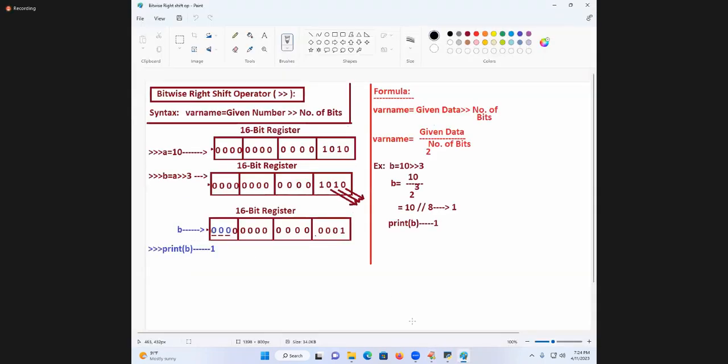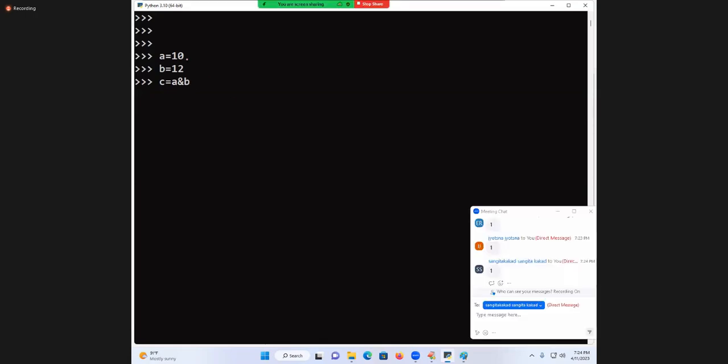Coming to the next level is like this. Go to the point back. This level of example. A is equal to 10. B is equal to 12. C is equal to what? A ampersand B. Come on, students. Answer my question. What is the 10? 1 0 1 0. Come on. What is the 12? 1 1 0 0. Good.